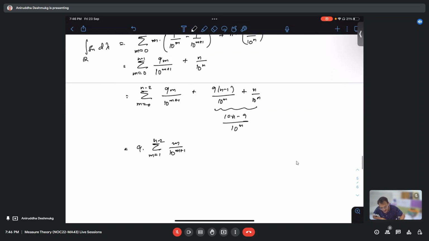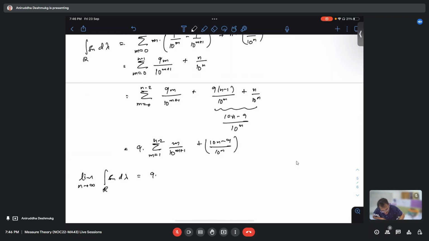And if one knows the formula, this is almost of the form 1 by (1 minus x) whole square, where x is 1 by 10. So limit n going to infinity, plus (10n minus 9) by 10 to the power n, I keep as it is. Limit n going to infinity, integral Sn d lambda over R.